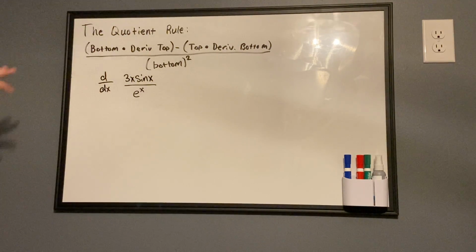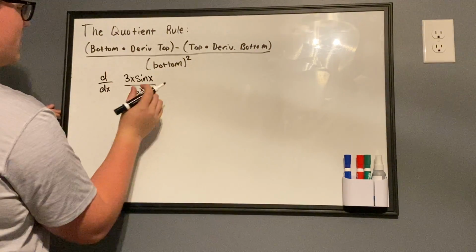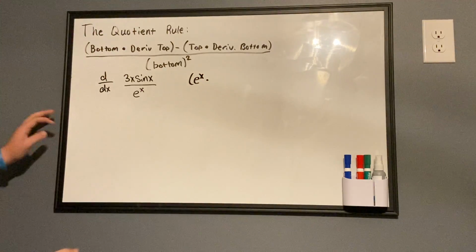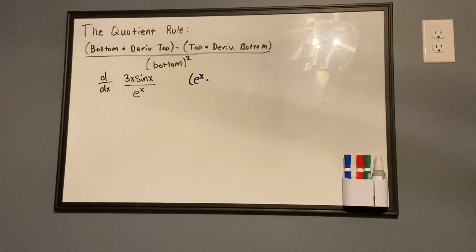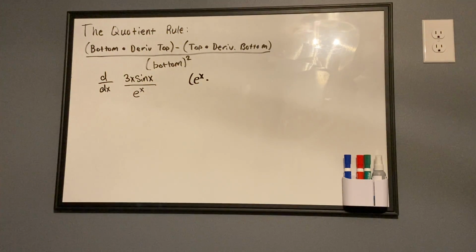So we're going to do the quotient rule here. We're going to start over here so we can give some more space. So we have our bottom function, so that's going to be our e to the x, times the derivative of the top. So I know you're looking at this and you're thinking, well, what is the derivative of that? Well, you see we have a 3x and we have a sine of x, and they're together. So that means they're being multiplied. So what we have to do here is use the product rule to solve the derivative of the top.